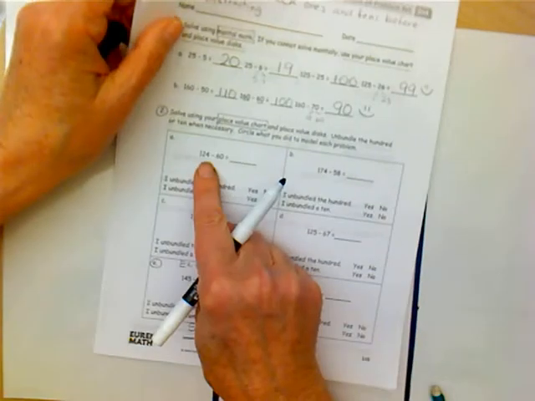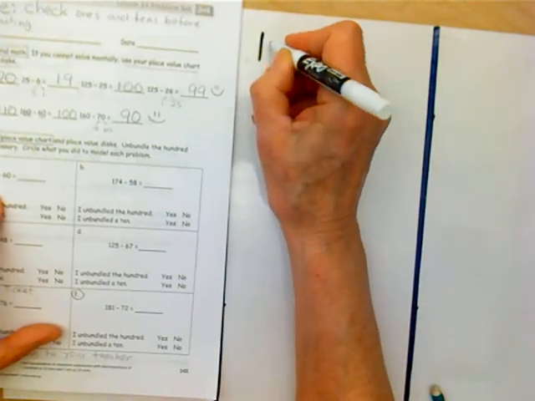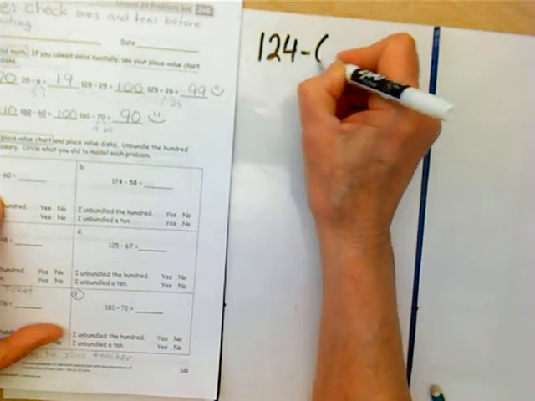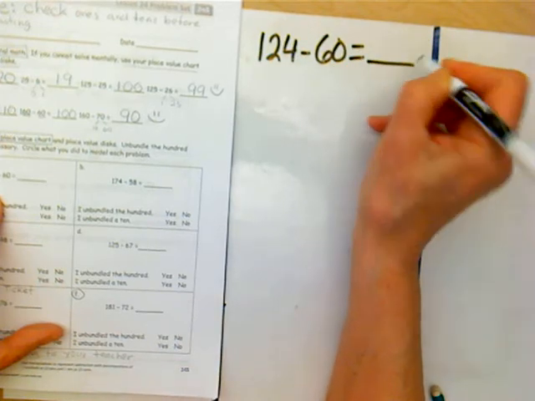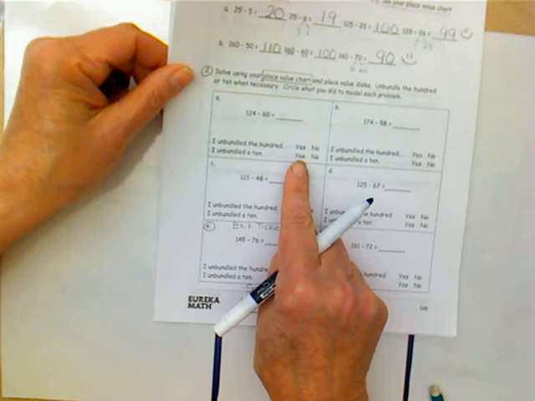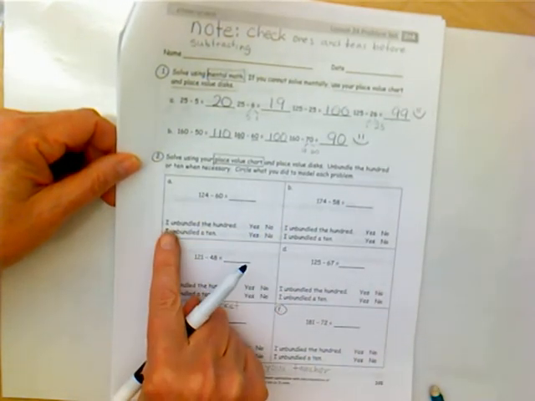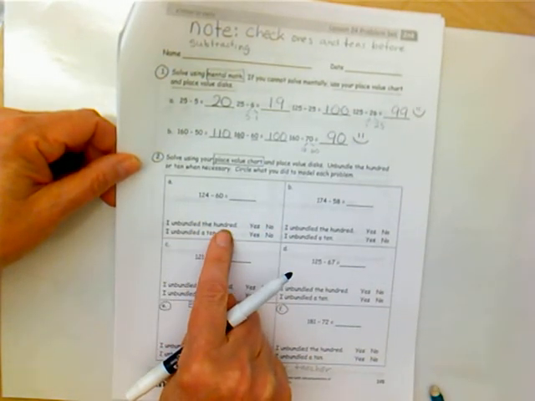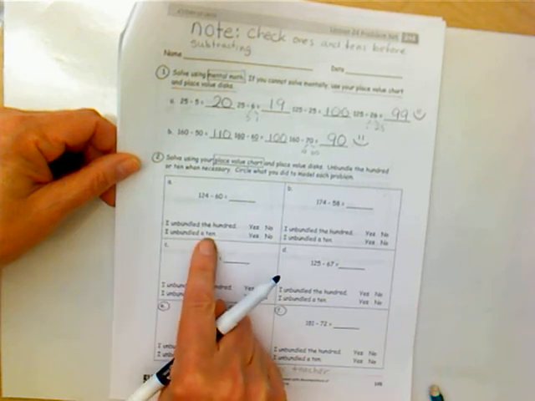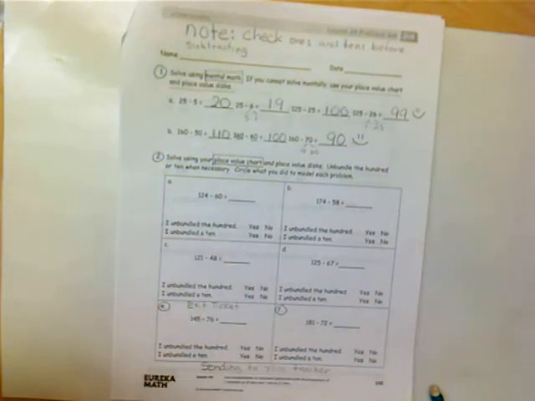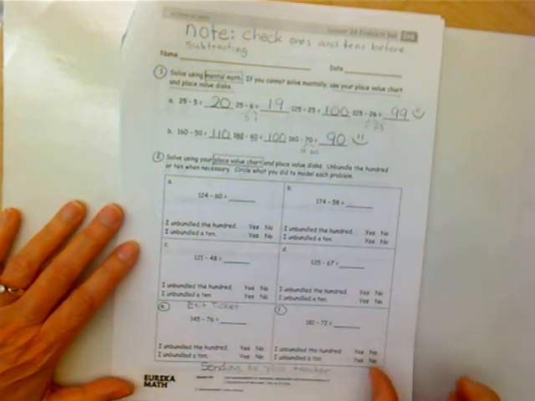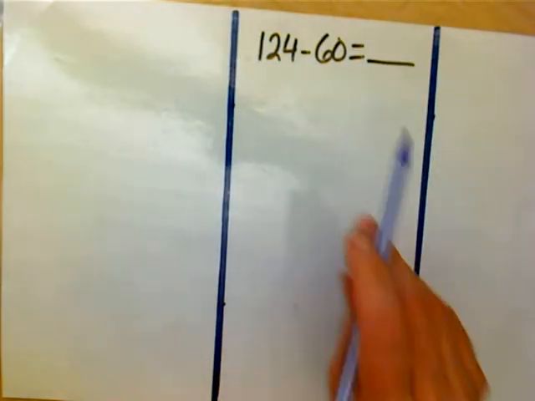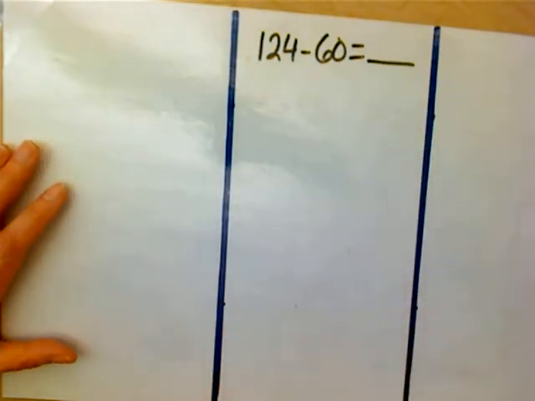So the first problem that we are going to be solving is problem A, which is 124 take away 60. Now, one thing that I need to be careful of as I'm working this problem is I need to pay attention to whether or not I'm unbundling 100, and whether or not I'm going to be unbundling a 10, because you will have to answer, well, you should have already done it, answering those questions as you go through. So let's go ahead and take a look at 124 take away 60.